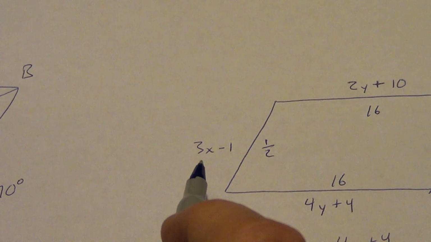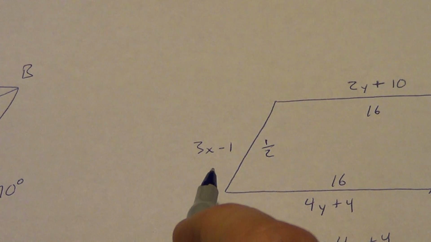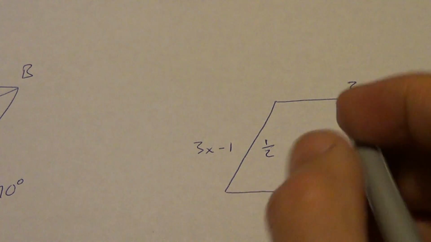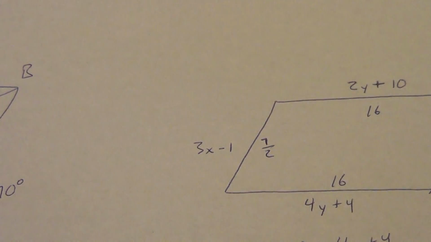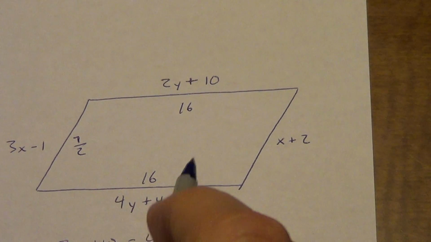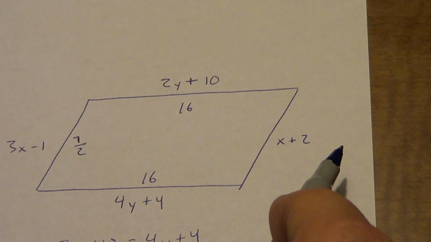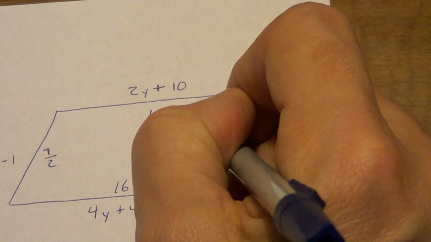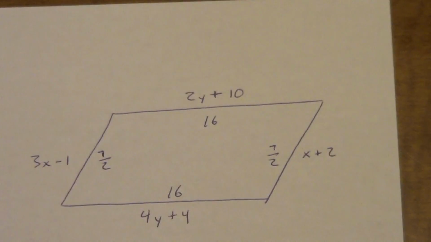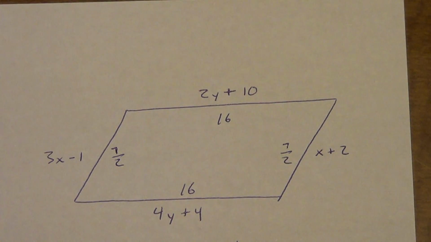3 times 3 halves is 9 halves. 9 halves minus 1. 1, remember, is 2 halves. 9 halves minus 2 halves is now 7 halves. All right, over here, 3 halves plus 2. 2 is 4 halves. 3 halves plus 4 halves is 7 halves. All right, it's making sense this time. It's why we always check our work.